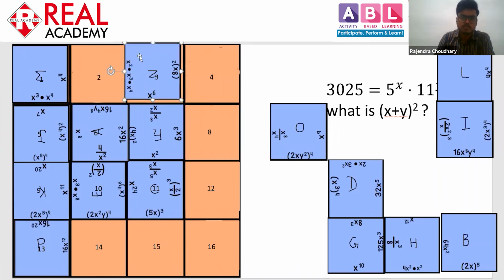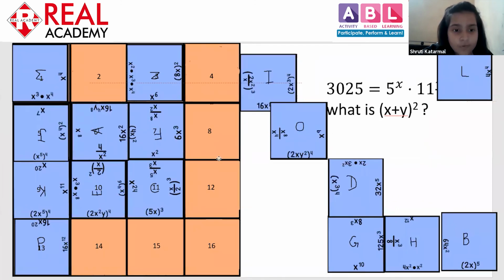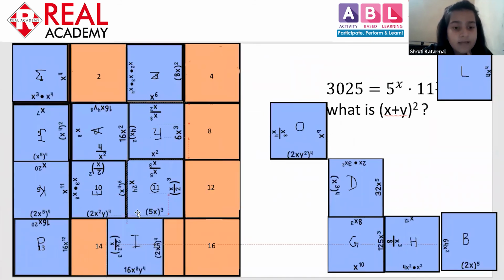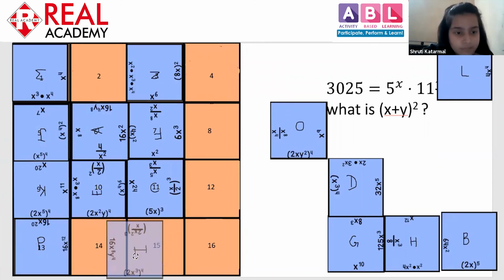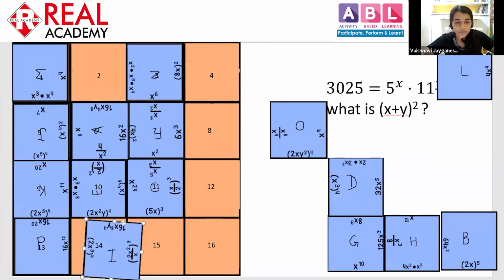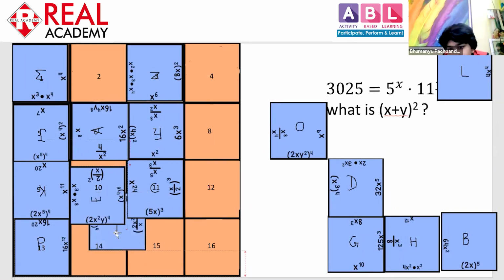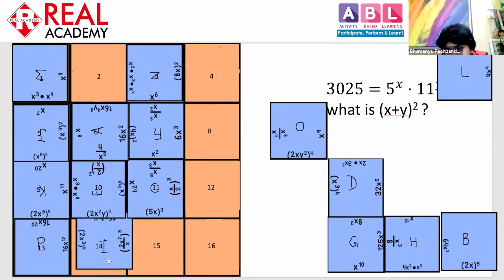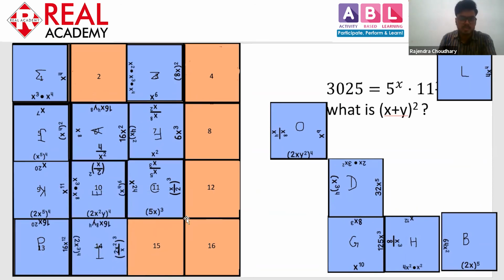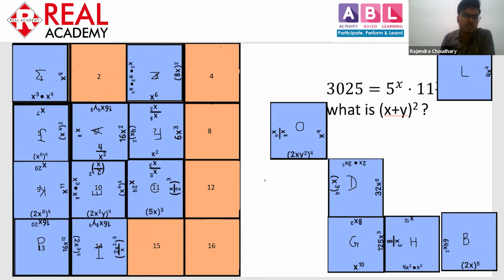Sir, I will come on 14. We have to rotate it. 16x8y4, y raised to 4 will come to 2x square y and whole 4. So like this? Yes, sir. One second, Vaishnavi. Okay, so this will be here. Very good. Yes, this is y raised to 4. Next is Vaishnavi, then Piyush, then Bhumanyu.